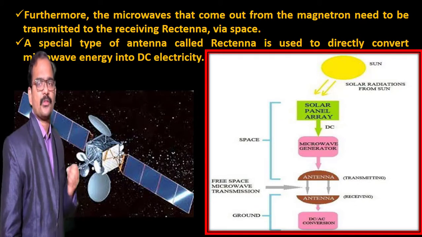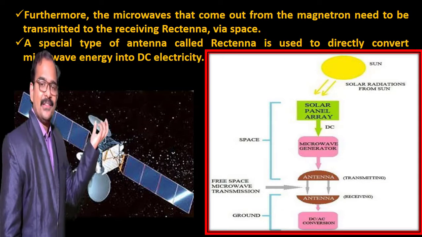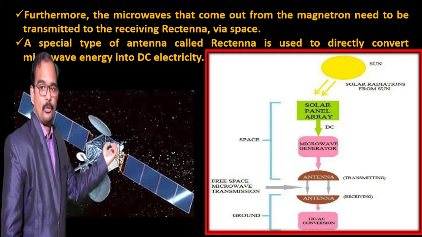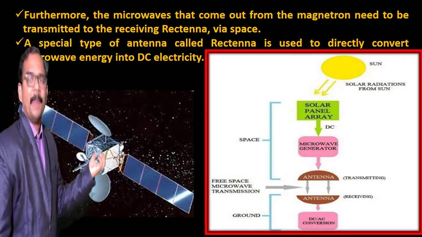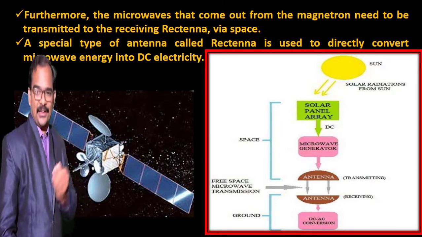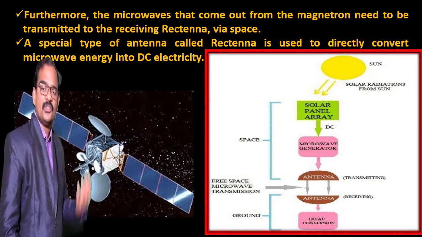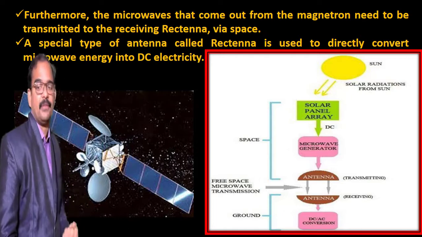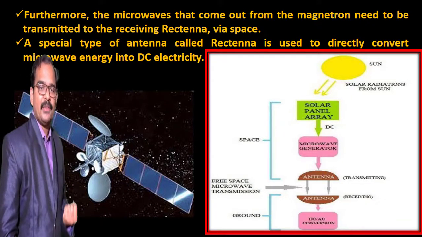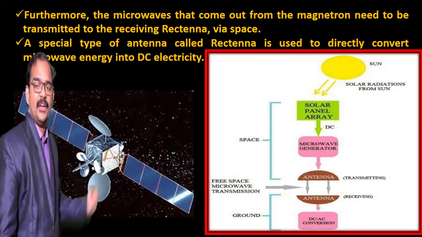So what do we mean by this? When the solar panel generates the electrical energy, that energy will be supplied to the magnetron, and the magnetron will generate the microwaves. These microwaves will be transmitted by means of a transmitting antenna. And then on the earth, the transmitted microwaves will be received, and an antenna called a rectenna will convert these microwaves into DC electricity back on the earth's surface and supply it to the grid.